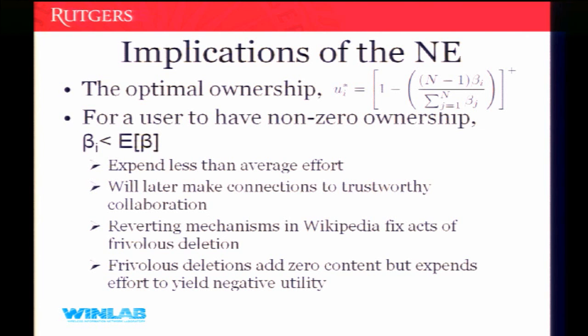This formulation takes care of frivolous deletion in a very nice way, because frivolous deletion doesn't give me any incentive. For example, if I delete somebody's sentence, their ownership gets reduced, but my ownership doesn't increase, because I don't get any credit for deleting. On the other hand, I need some effort in actually making that deletion. So my u_i is 0, but beta_i is non-zero. So I get negative utility according to this formulation.